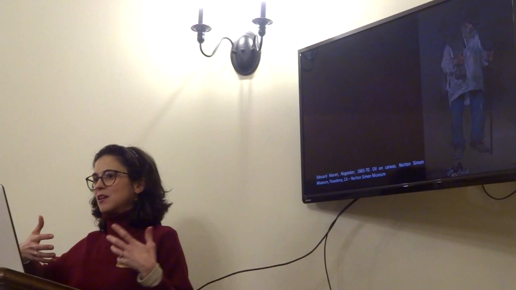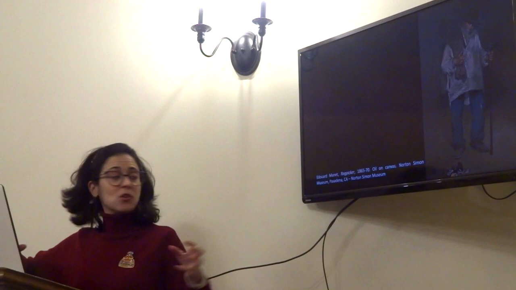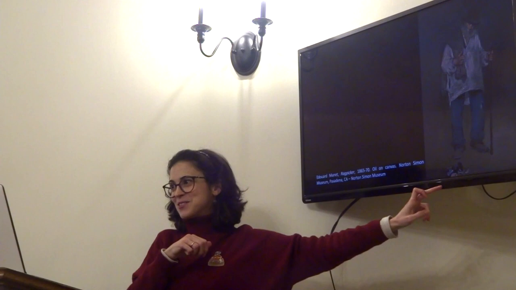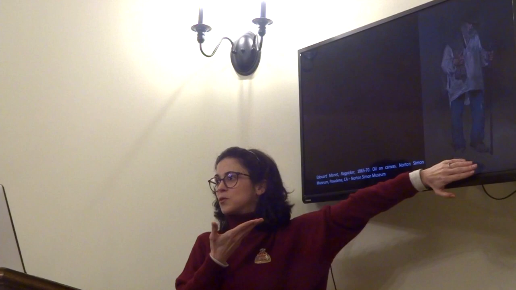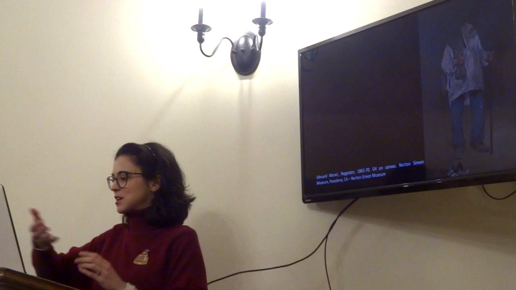But if you look at the rubbish at his feet, it's almost a still life. It's a still life that has been left to rot. But it's the thing that contextualizes the figure. If you take this out, you don't know what this person is or who it is. If you put the rubbish in, then it gives it context.